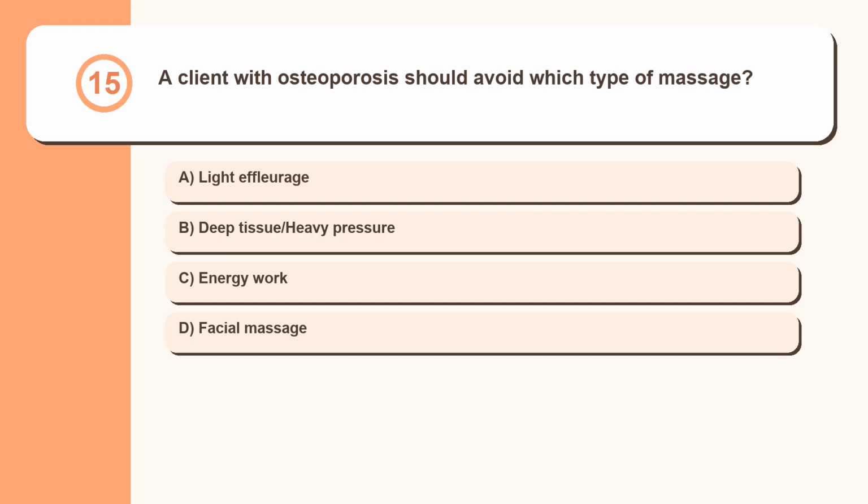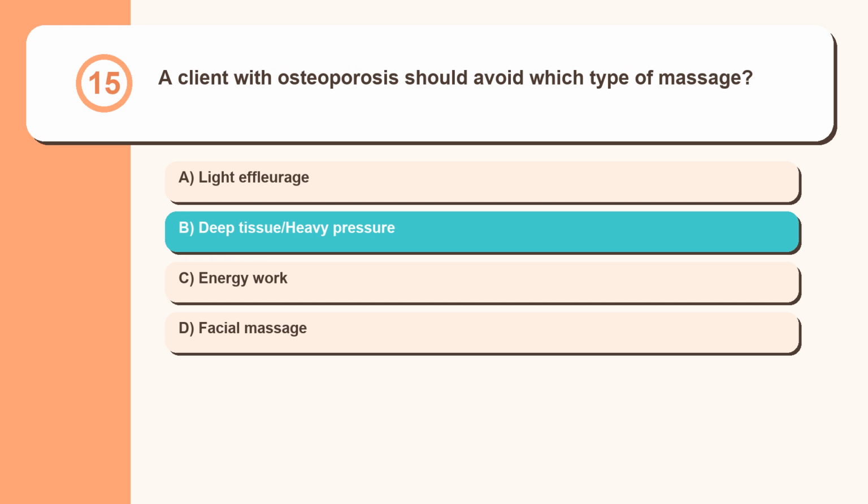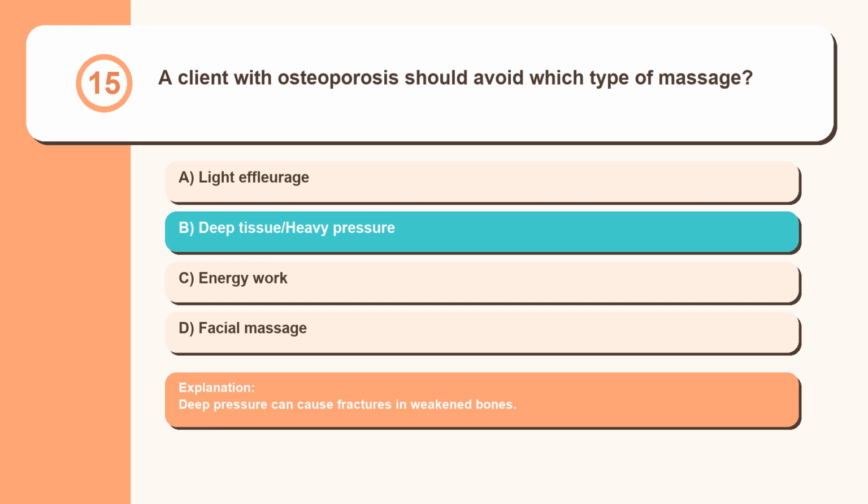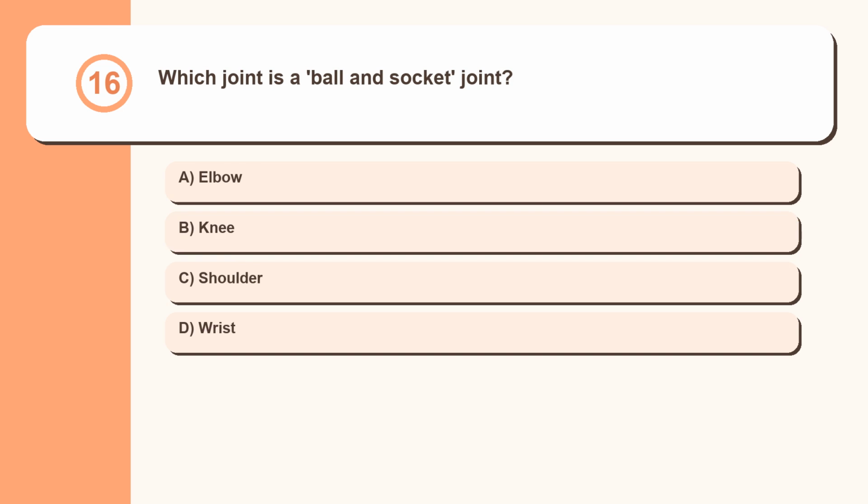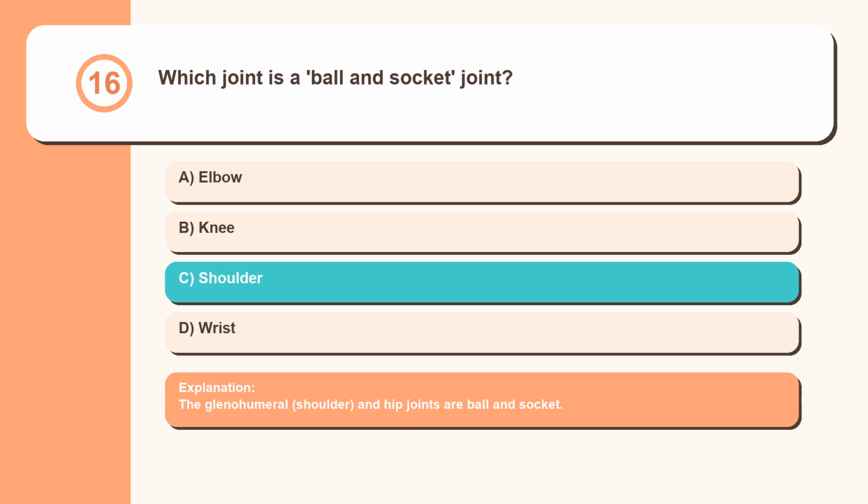Question 15. A client with osteoporosis should avoid which type of massage? Light effleurage, deep tissue or heavy pressure, energy work, facial massage. Deep pressure can cause fractures in weakened bones. Question 16. Which joint is a ball and socket joint? Elbow, knee, shoulder, wrist. The glenohumeral, shoulder, and hip joints are ball and socket.